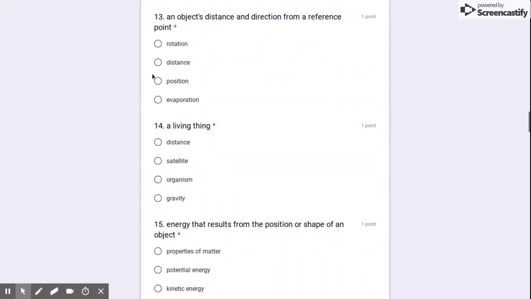Number 13. An object's distance and direction from a reference point. Rotation, distance, position, evaporation.